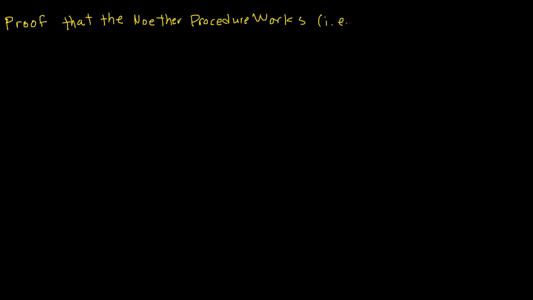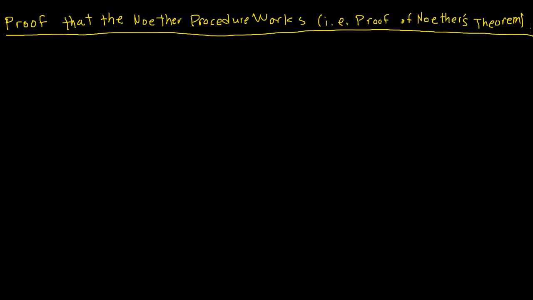All right, now let's clear the screen and write: proof that the Noether procedure works, i.e. proof of Noether's theorem. And let's underline that. Okay, so I will write one column for epsilon constant, and then I will write another column for epsilon of t, time dependent.